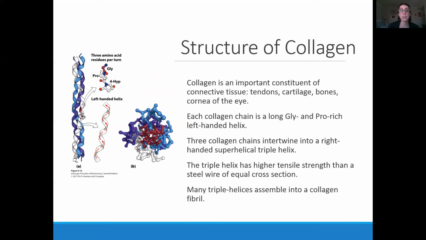These collagen chains then intertwine with each other into a triple helix, and this triple helix is actually right-handed in nature. So when they intertwine with each other, the direction of the winding of the three chains together is a right-handed helix. This triple helix ends up having more strength than things like steel wire that is the same diameter. So protein interactions can be very strong.